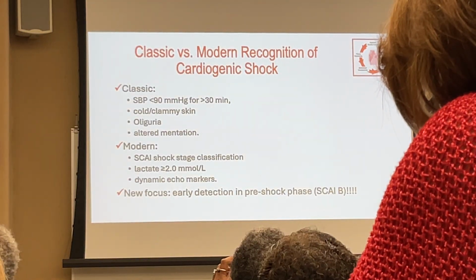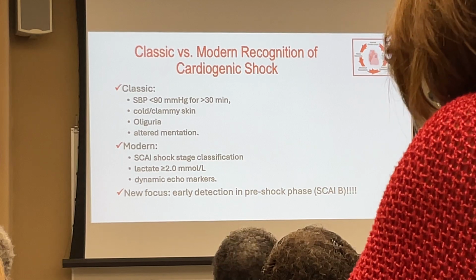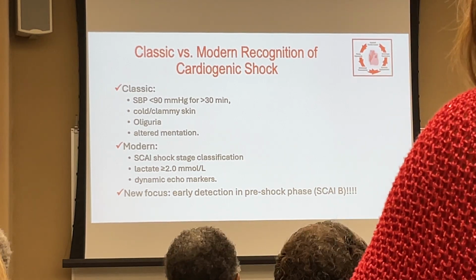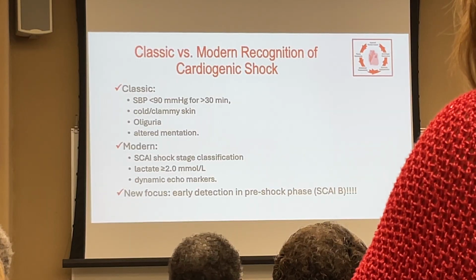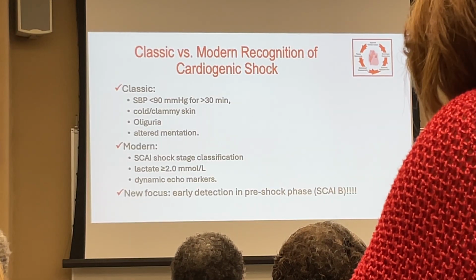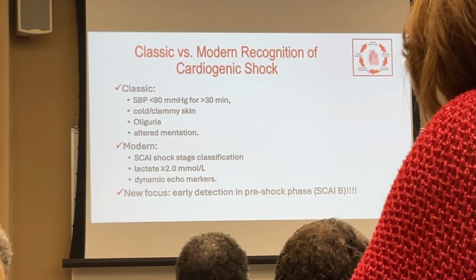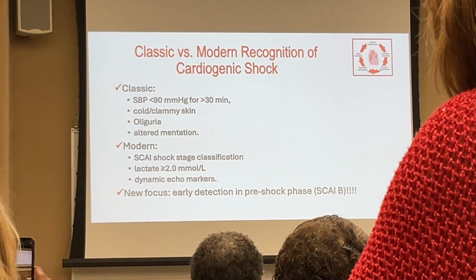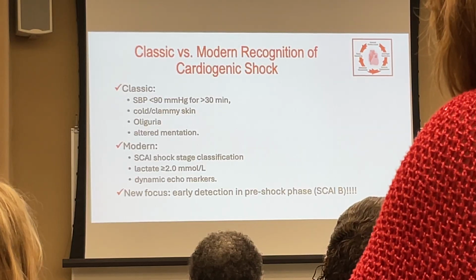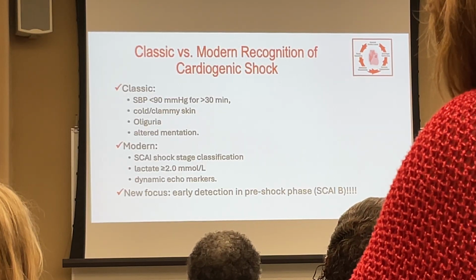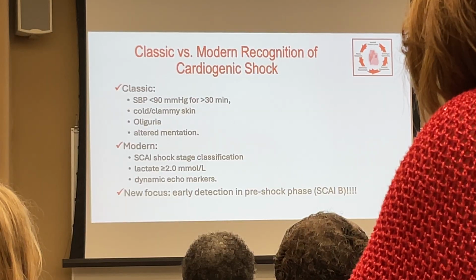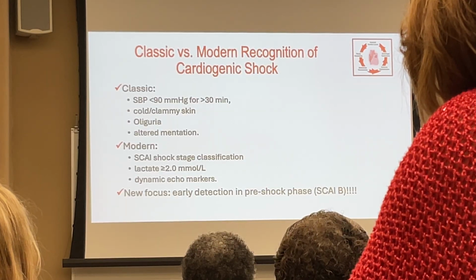We're going to look at it. Lactates greater than 2 and dynamic echo markers. So this is our modern definition of cardiogenic shock. We can look at our subjective evaluations. We can look at objective parameters, but true cardiogenic shock, honestly, it's going to be lactate, pulse pressure, and echocardiogram. And that's what's going to help us to advocate for our patient.